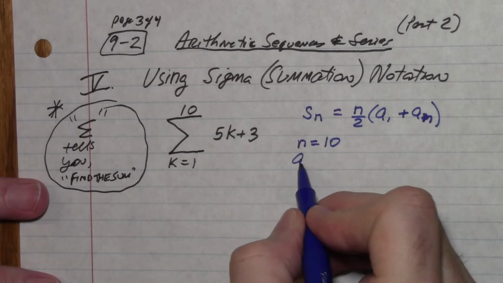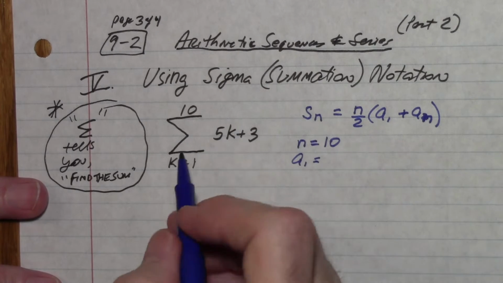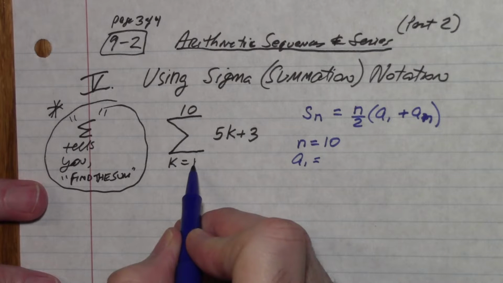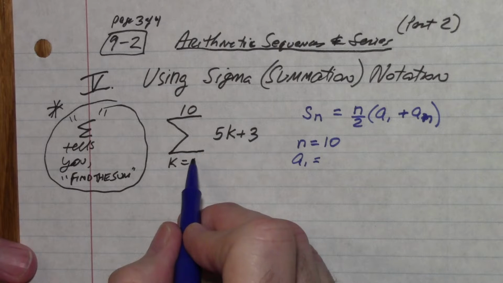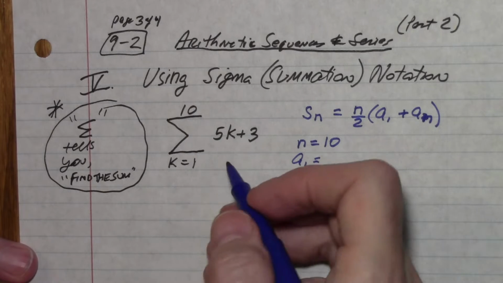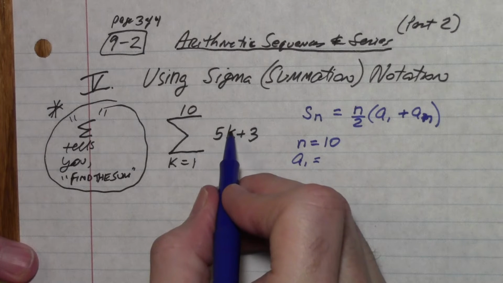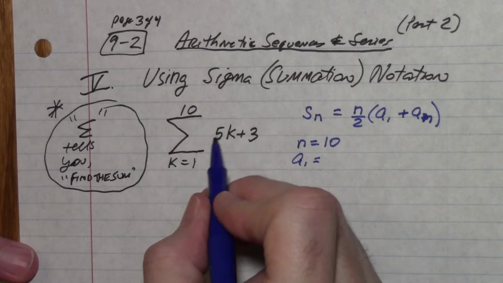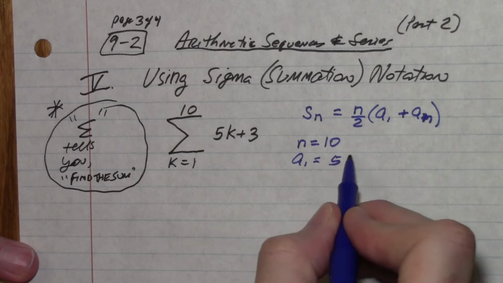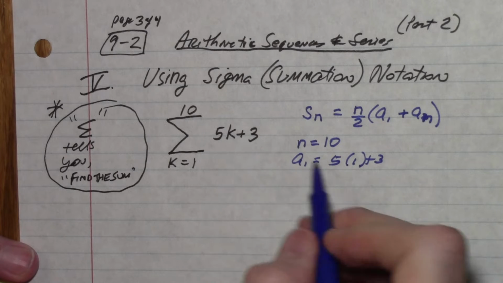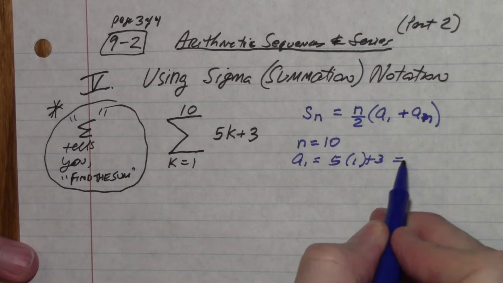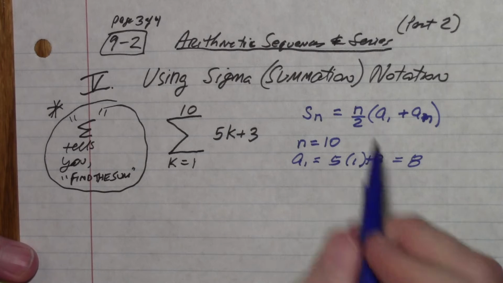The amount of the first term, the way you figure that out is this k tells you the number of the first term, not the amount, but the number of the first term that you're going to count from. So in this case it really is the first term, and what you do is you put a 1 in there. If k is equal to 1, that means that that's 5 times 1 plus 3. So 5 times 1 is 5 plus 3, that means we have an 8 for the first term.